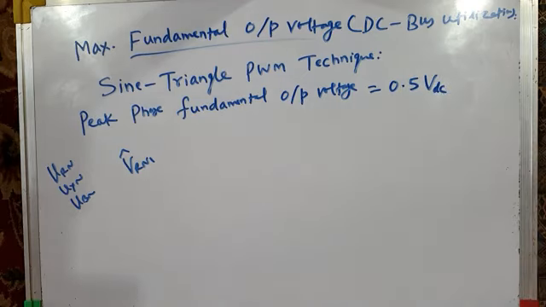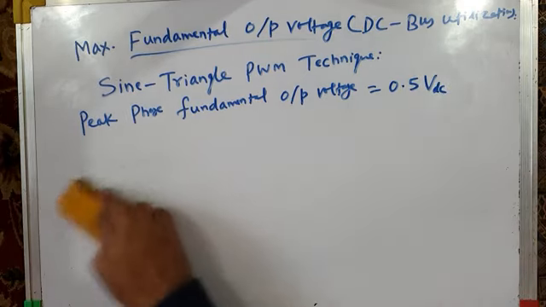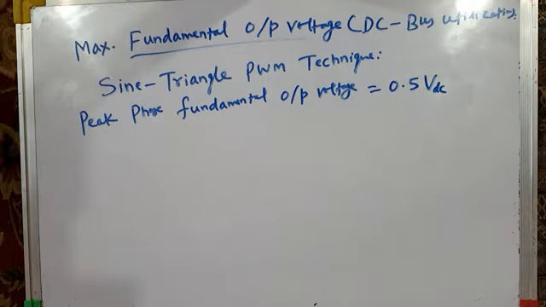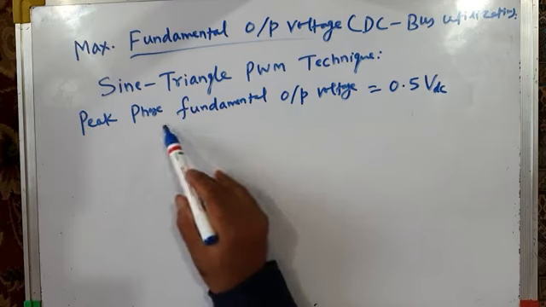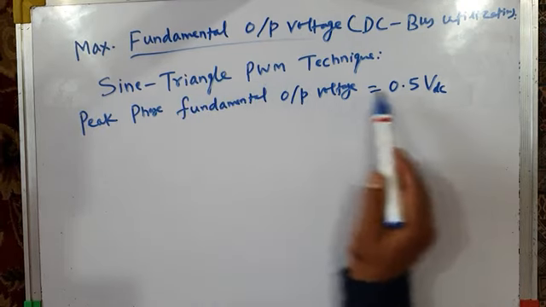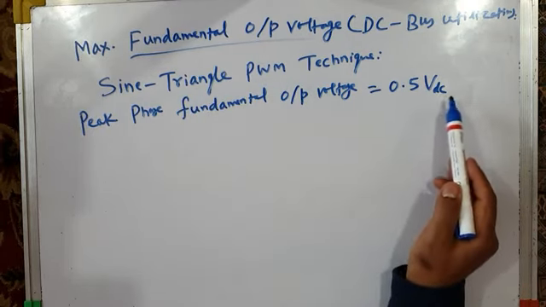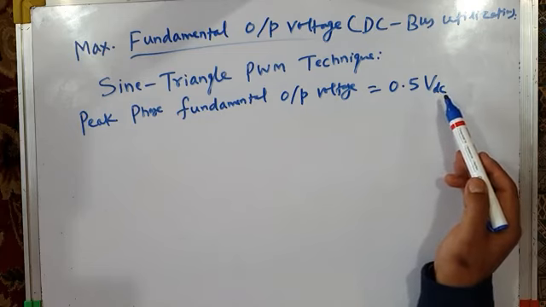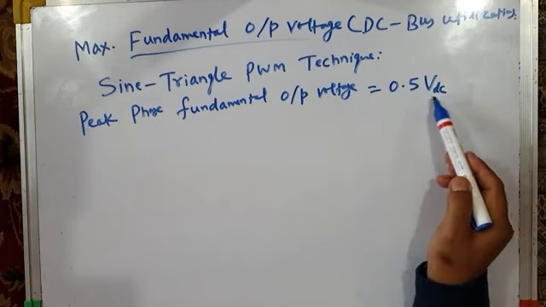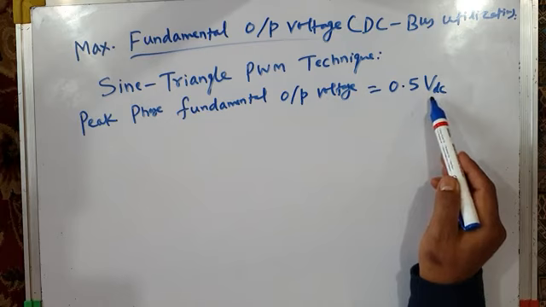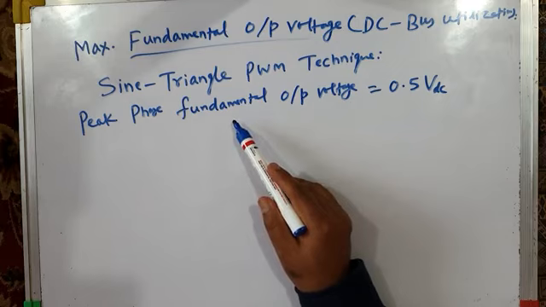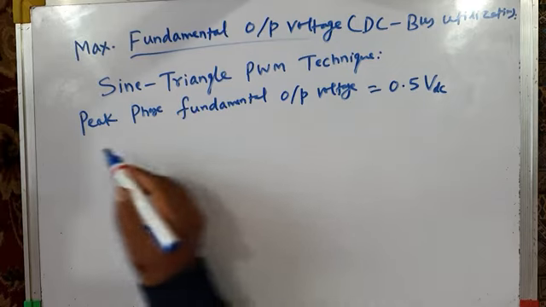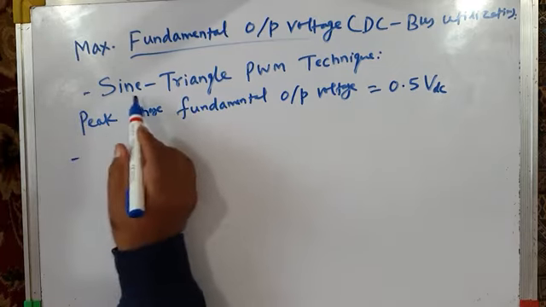Probably we have already discussed it while studying sine triangle PWM. So the peak value of the fundamental component of phase voltage produced by sine triangle PWM is 0.5 VDC. That means if your DC bus voltage is 1000 volts, it produces 0.5 into 1000, that is 500 volts peak value of the fundamental component of phase voltage at its output. This is about sine triangle PWM.